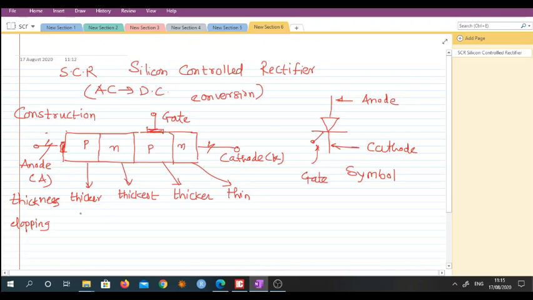As far as doping is concerned, this P layer is moderately doped, this N layer is lightly doped, this P layer is again moderately doped, and this N layer is highly doped. Now what are the effects of this doping? Let us try to understand.